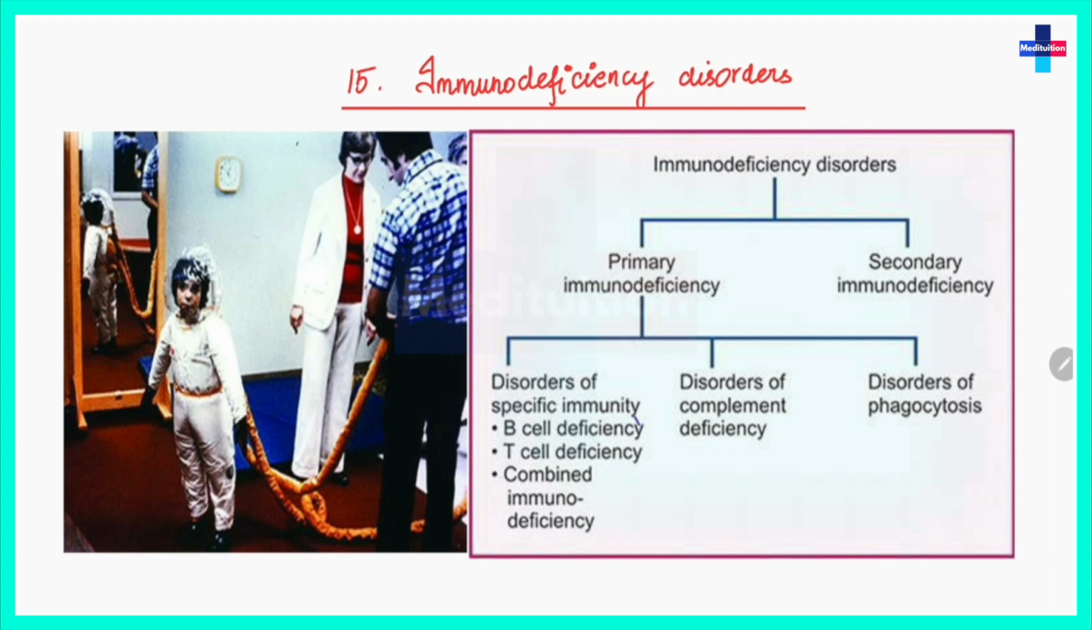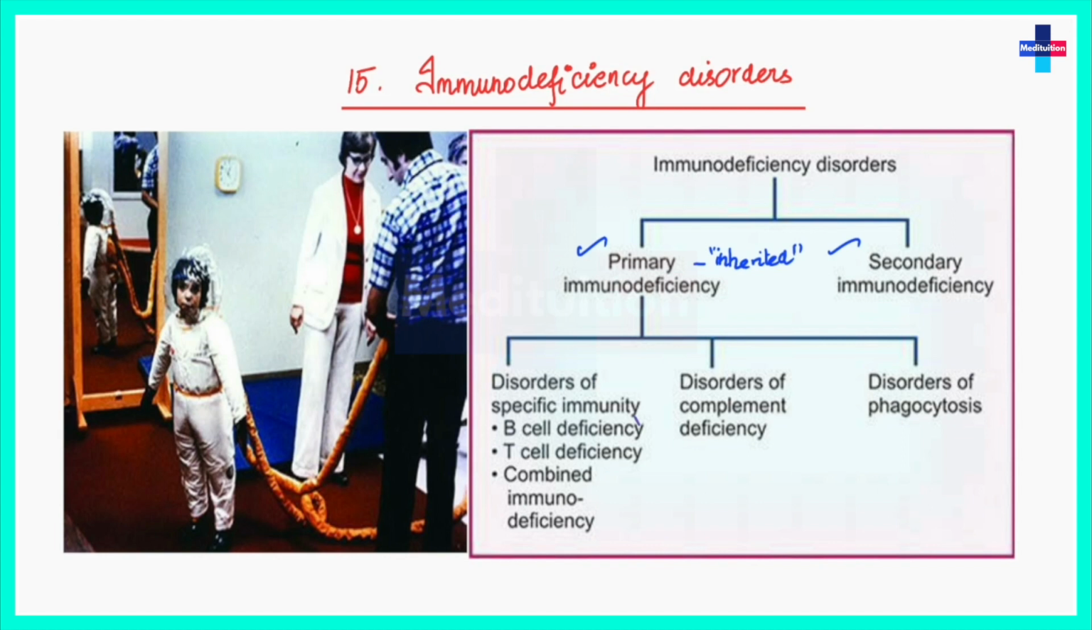Immunodeficiency disorders can be broadly classified into two types. We have primary immunodeficiency disorders and secondary immunodeficiency disorders. Primary immunodeficiency disorders are mostly inherited disorders. These are genetically determined. These disorders result from abnormalities in the development of the immune system.